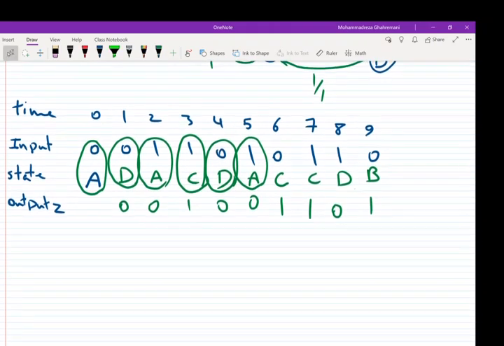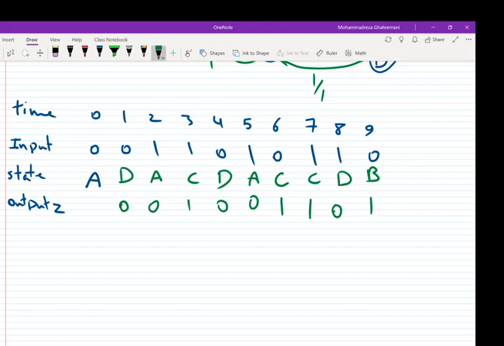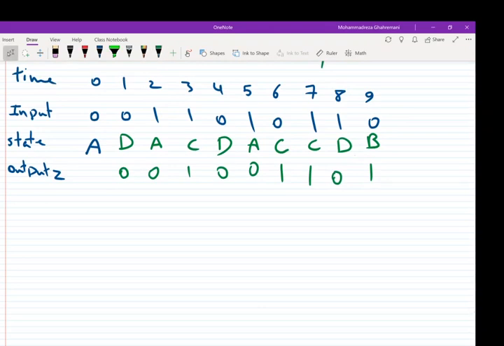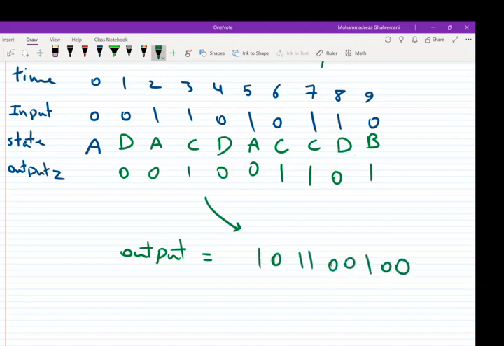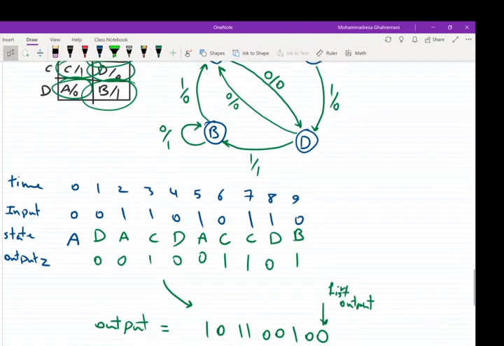Okay, so we did it. We just got the outputs based on the inputs. So this one is the output. This string is the output of the system. So if we want to show it, we can say output is 1 0 1 1 0 0 1 0 0 like this. So this one is the output. So this one is one example for the Mealy model.